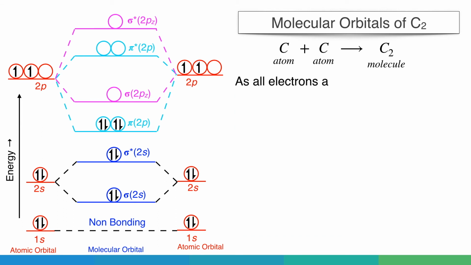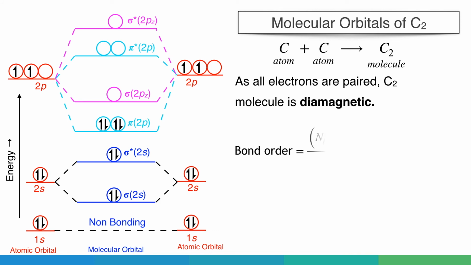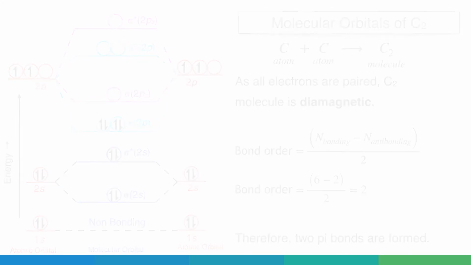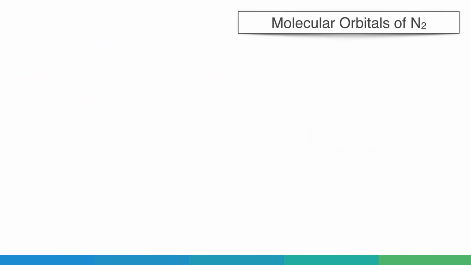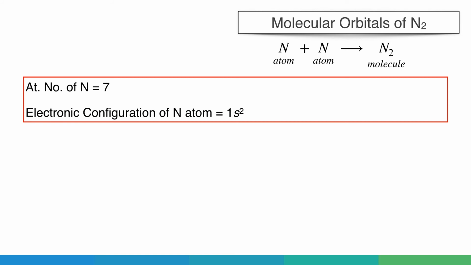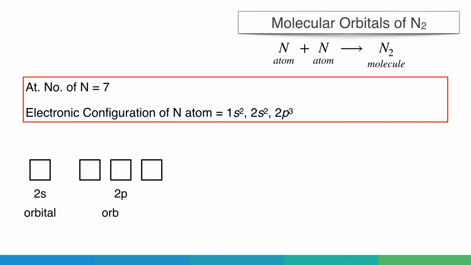So as all the electrons are paired up, the molecule should be diamagnetic, and the bond order calculated from the same formula comes to be 2. This means there are 2 pi bonds formed in the diatomic carbon molecule. Now finally, let's discuss the formation of the diatomic nitrogen molecule. Here, nitrogen has 7 electrons with electronic configuration 1s2, 2s2 and 2p3. Here also 2s and 2p orbitals mix themselves and generate sp3 hybridized orbitals.